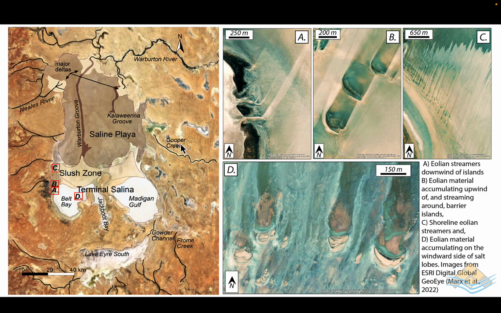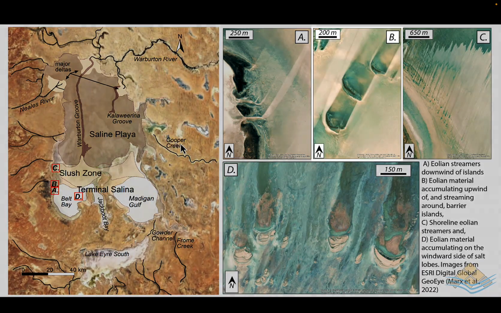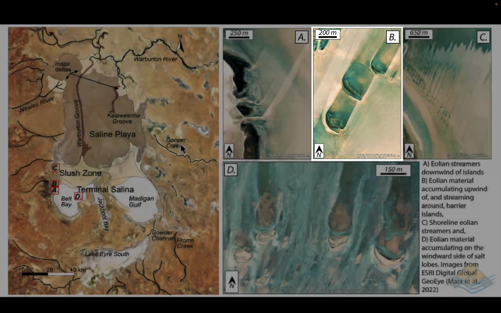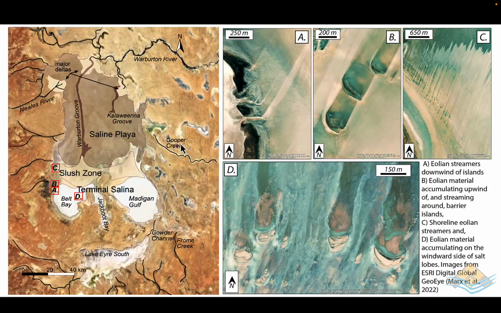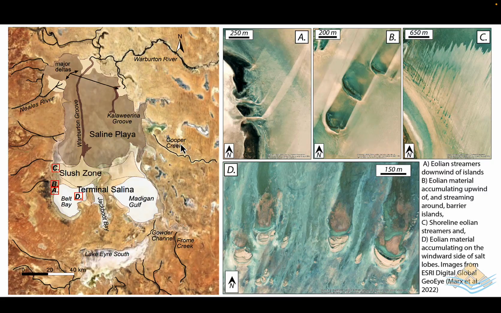And we've got imagery around the margin shown in positions A, B, C, and D, where in A we're seeing streamers, aeolian streamers downwind of islands within Lake Eyre. We can see in B aeolian material accumulating upwind and streaming around a variety of barrier islands. In C we're seeing shoreline aeolian streamers moving sediment into the adjacent desert area. It's one of the main feeders into the Strzelecki Desert. And in D, we can see aeolian material accumulating on the windward side on a variety of salt lows.